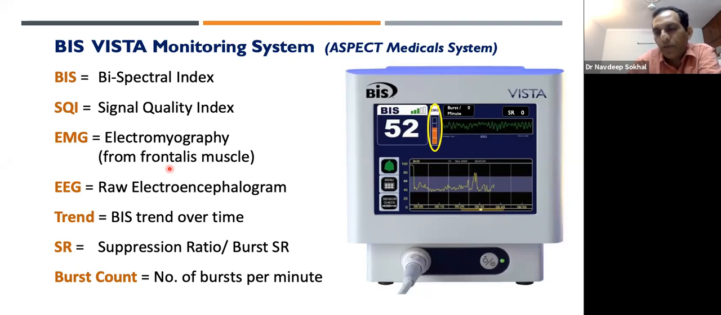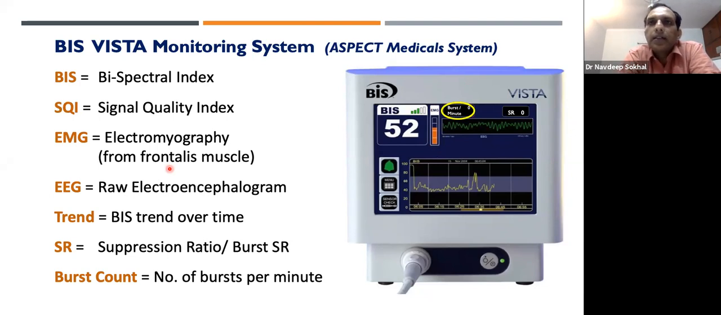This has got a different usefulness. We'll discuss it later. Besides that, you have got the raw EEG being displayed and a trend like the previous monitor. Also, you have the suppression ratio, burst suppression ratio, and another new number which is being displayed here, which is burst per minute. This is nothing but the number of bursts per minute.